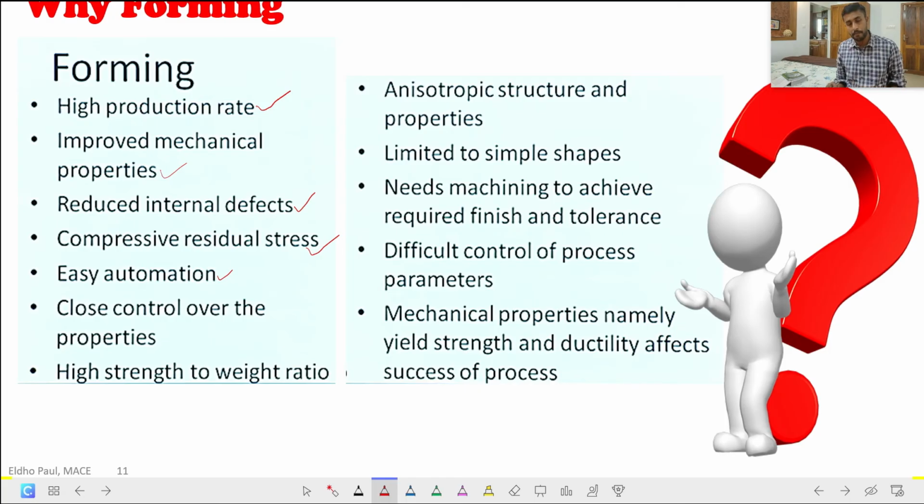Close control over the properties. Okay, we know how much amount of load is applied. We know the different parameters we use for these forming operations.